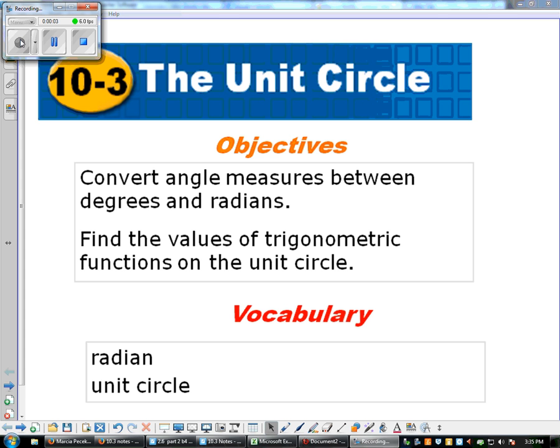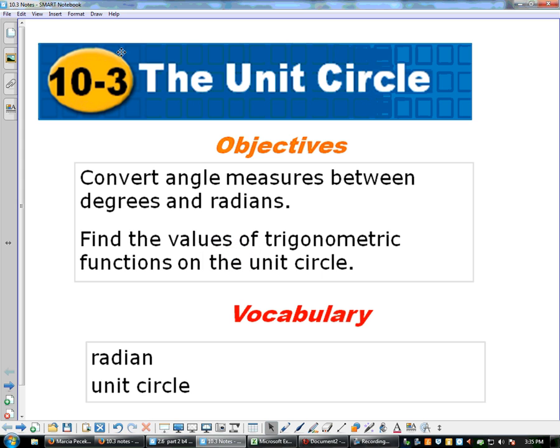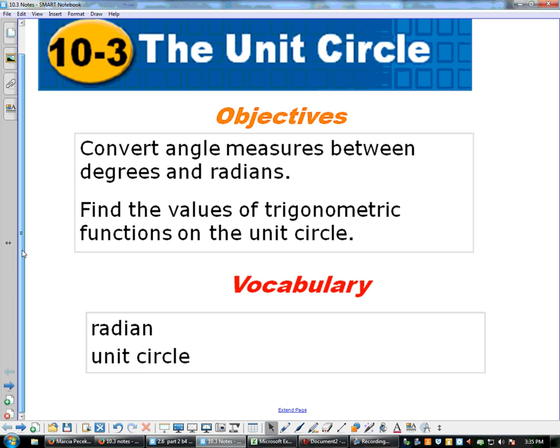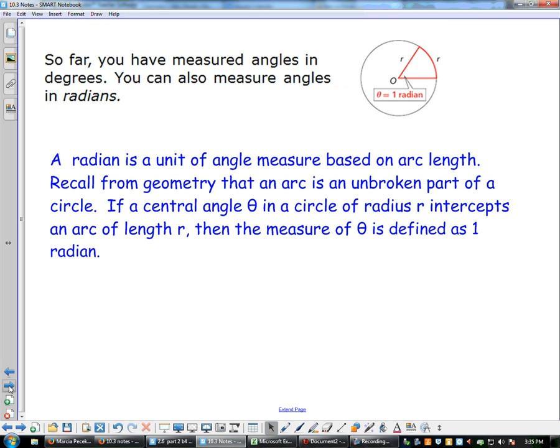And Miss Bella here. And we're looking at section 10.3 on the unit circle. The objectives are to convert angle measures between degrees and radians and to find the values of the trig functions on the unit circle. So your vocabulary: radian and unit circle.